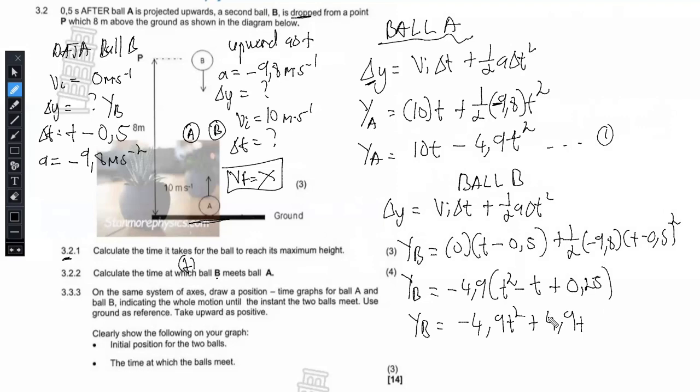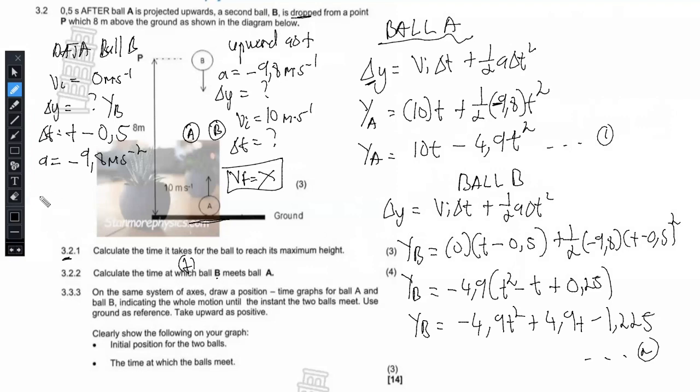And then here, I have a minus negative 4.9 times 0.25. That has to give me negative 1.225, right? So let me call this equation 2, right?